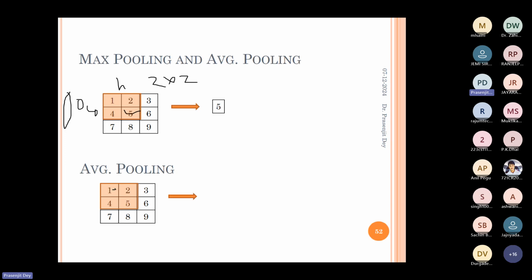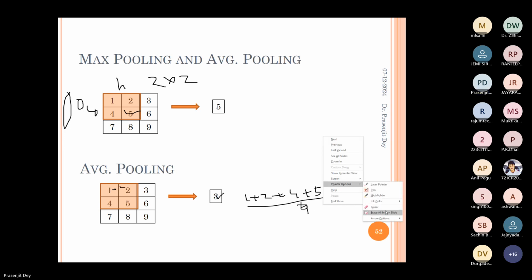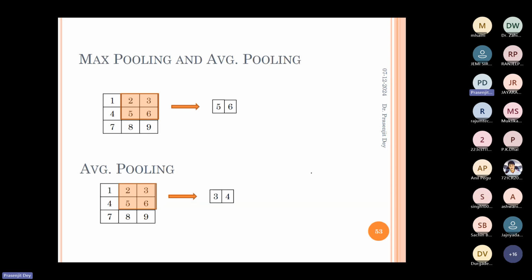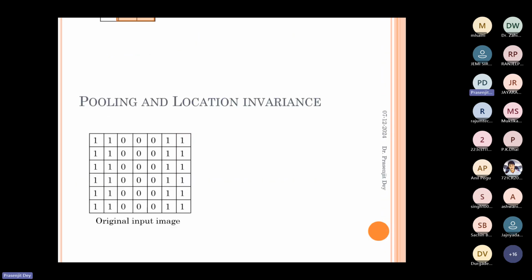So it will be 1 plus 2 plus 4 plus 5, that is 12, divided by 4, which is 3. So it will have a value of 3. So average pooling works like this below and max pooling works like this above. That is how pooling works.